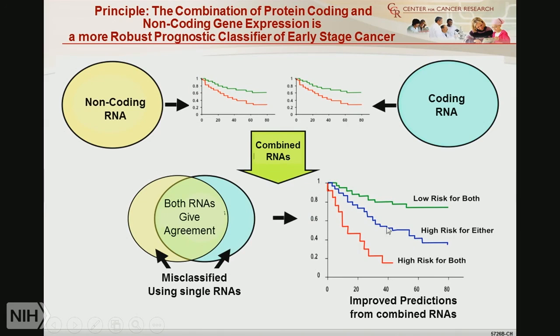So what's the principle here? The principle is that non-coding RNA and coding RNA each are mechanistically and statistically different from each other, and they give you a better indication of whether it's a cancer or not and of prognosis, but they misclassify some cases, but they misclassify different people. So that's the principle.